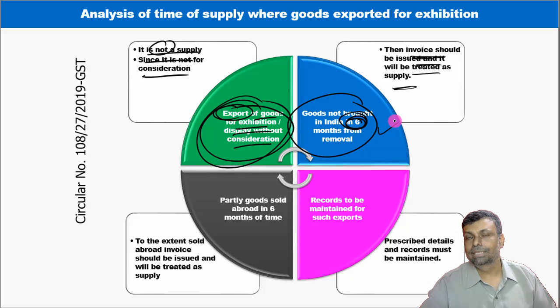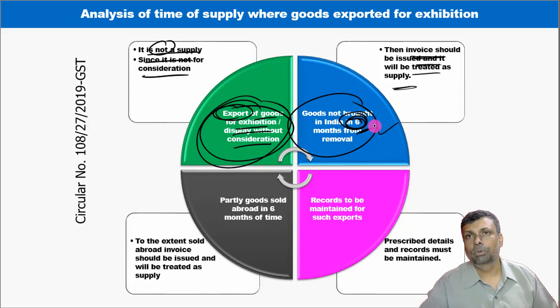That means everything is neutralized. But if it doesn't come back to India within a period of 6 months from the date of the removal, then it will be regarded as a supply, and you have to do appropriate documentation. That means you have to issue an appropriate invoice, because you are crossing the limit of 6 months.